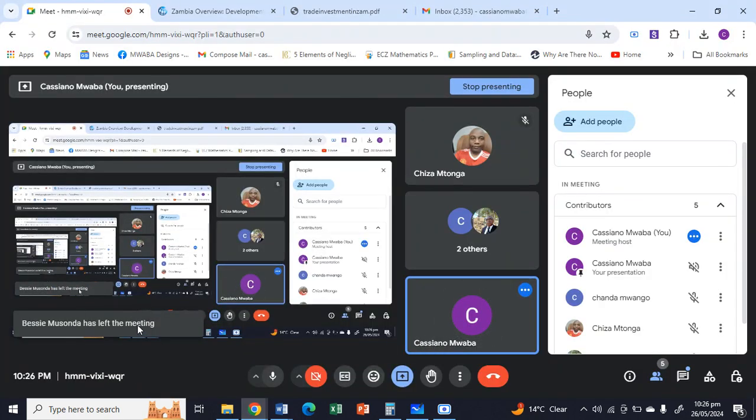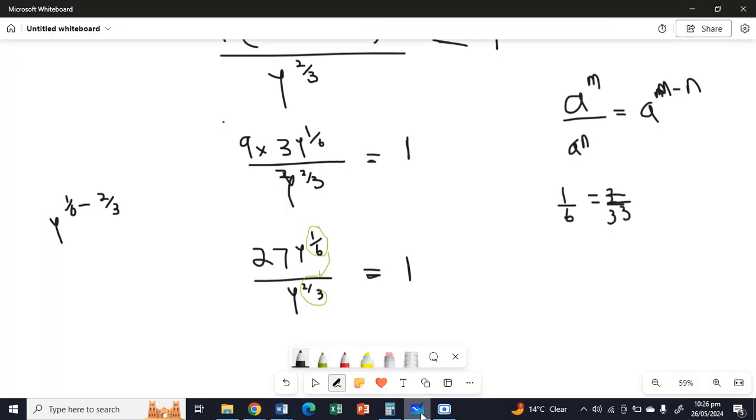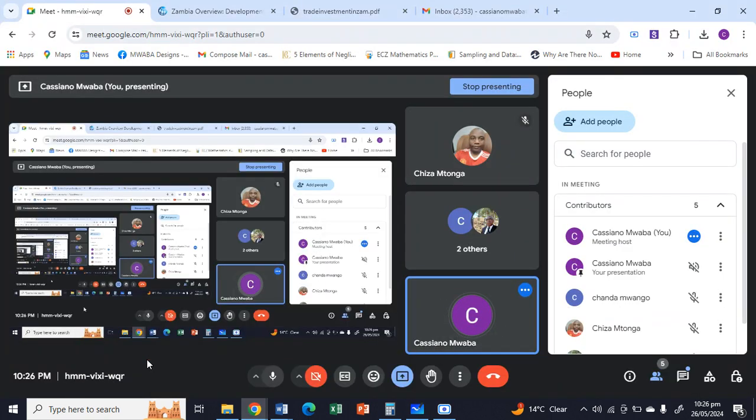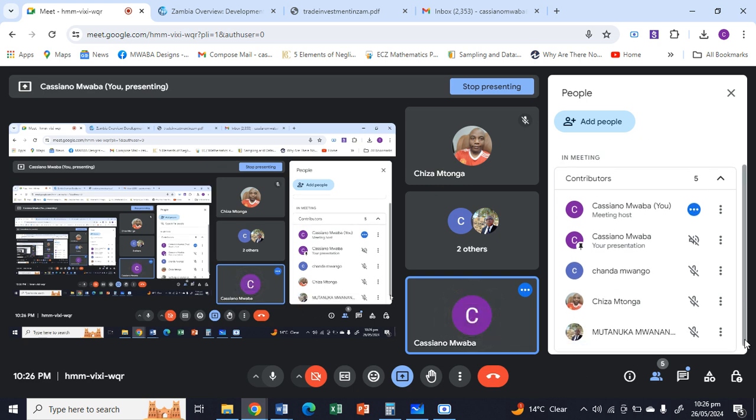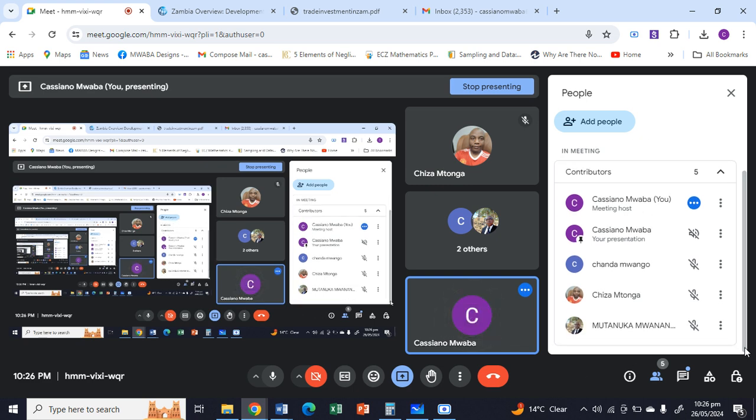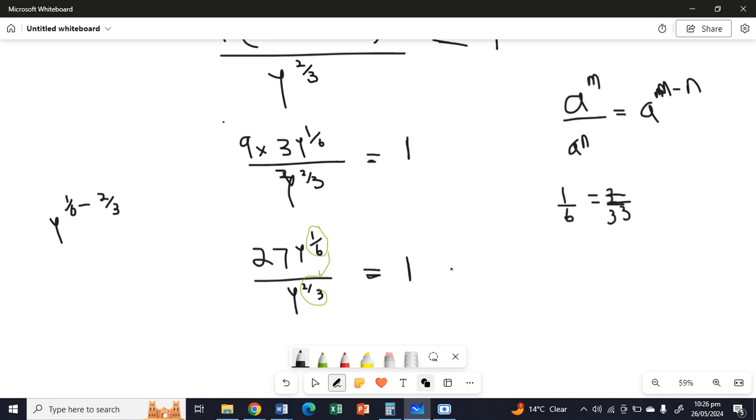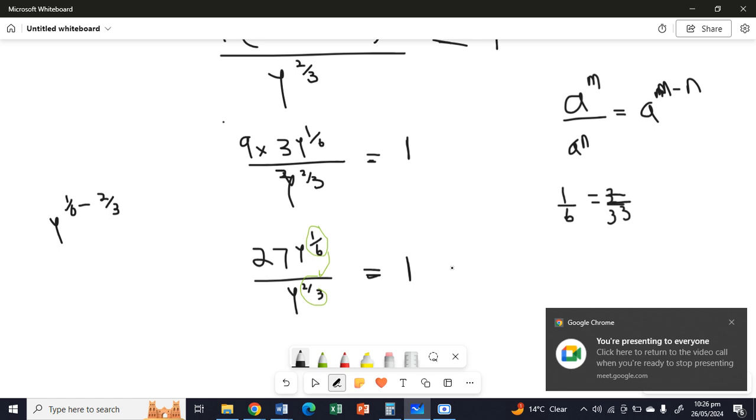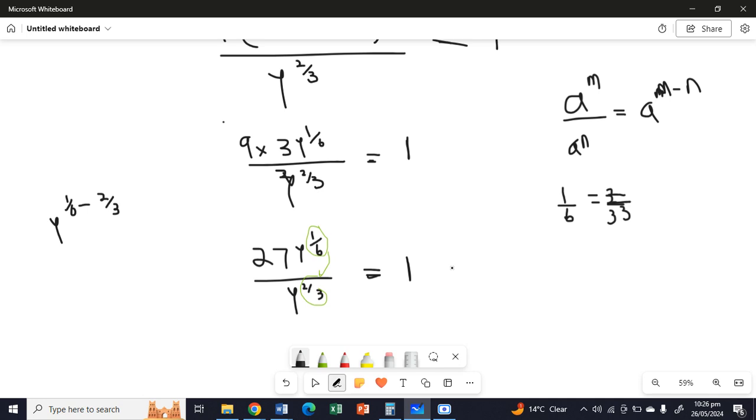Yes, Mr. Chiza. 1 over 6 minus 2 over 3. Mr. Chanda. Who else is on the chat? This is on the call. Mr. Mutanoka. Negative 1 over 2, right? Mr. Chiza, is it? Yes, negative 1 over 2.